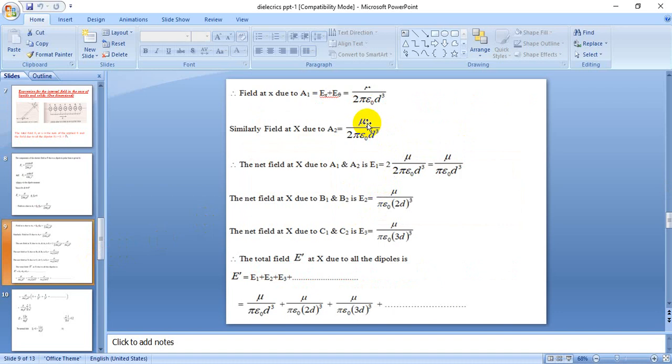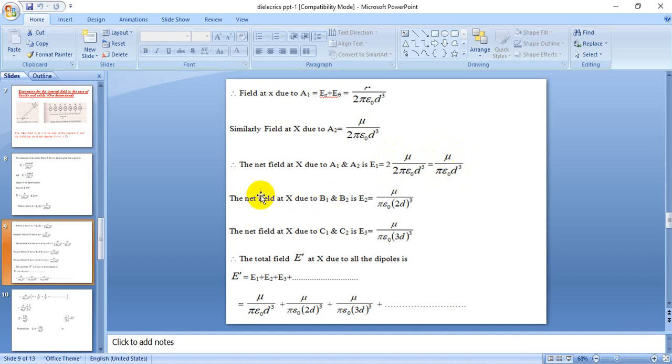Already we found that the field is mu divided by 2 pi epsilon naught d cube for A2, and in the same way for A1. So there will be 2 mu: 2 into mu divided by 2 pi epsilon naught d cube. So the 2 will get cancelled. Only what we will get is mu divided by pi epsilon naught d cube.